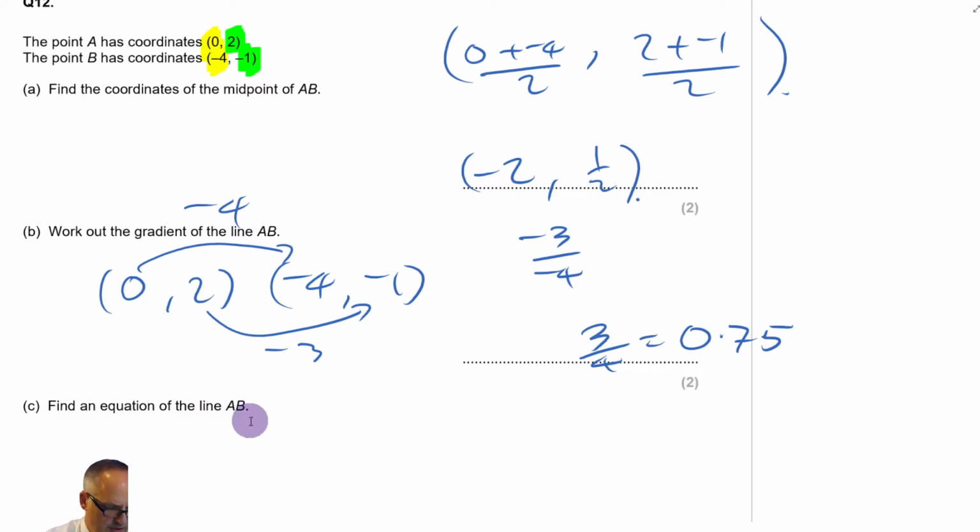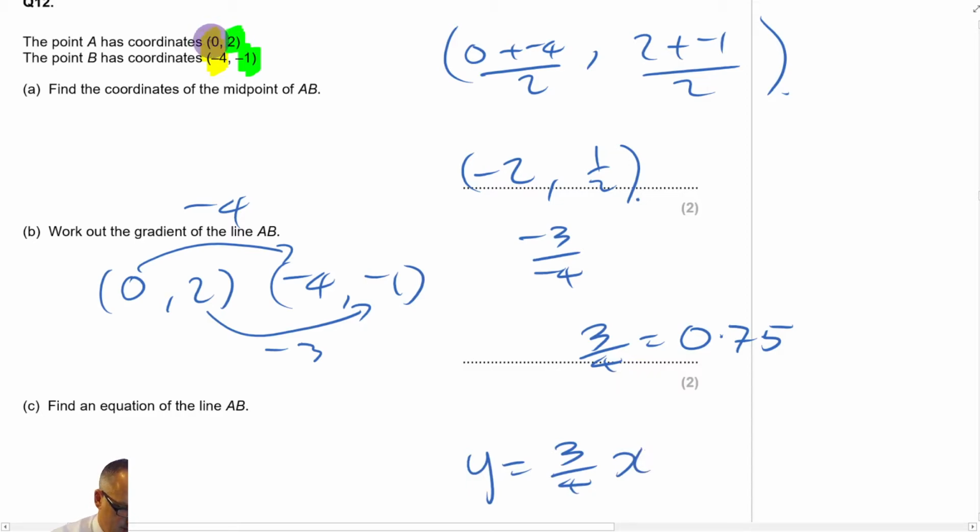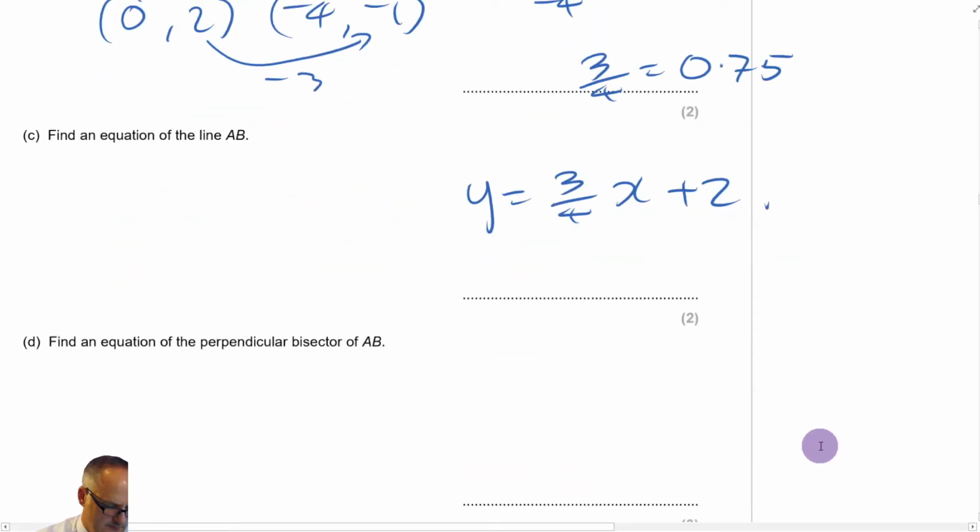Find the equation of the line AB. Well, we found its gradient, and we're told in the question where it crosses the y-axis. So this is nice and easy. So it's just going to be y equals 3/4 x plus 2, because when the x value is 0, it crosses the y-axis at 2.